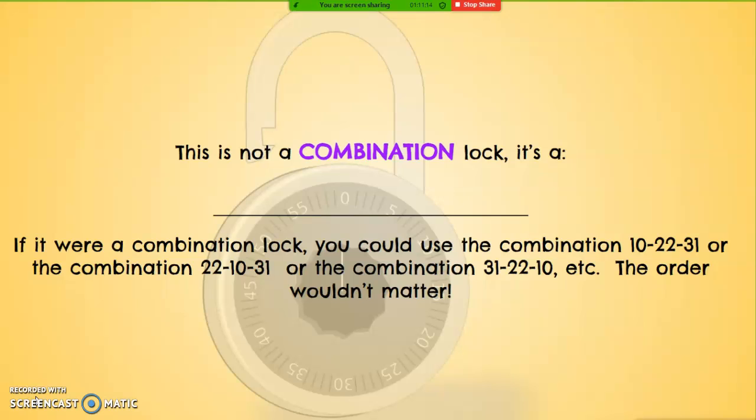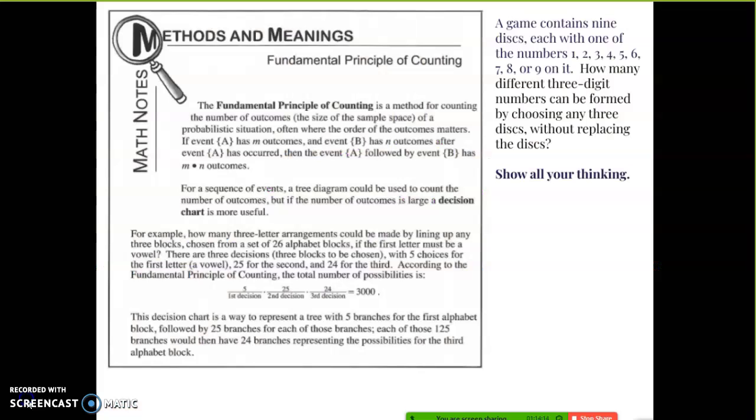This is not a combination lock. It's a permutation lock. Because if it were a combination lock, you could use 10, 22, 31, or you could use 22, 10, 31, and it wouldn't matter. It would open either way, because the order wouldn't matter as long as you had the numbers right. So we should actually not be calling it a combination lock. We should be calling it a permutation lock. Hopefully that will help you remember the difference between a permutation and a combination.